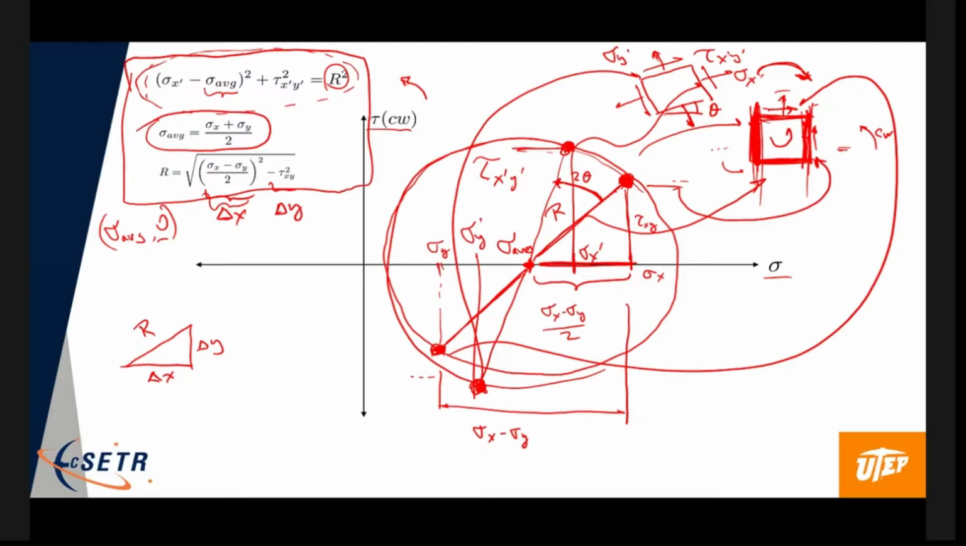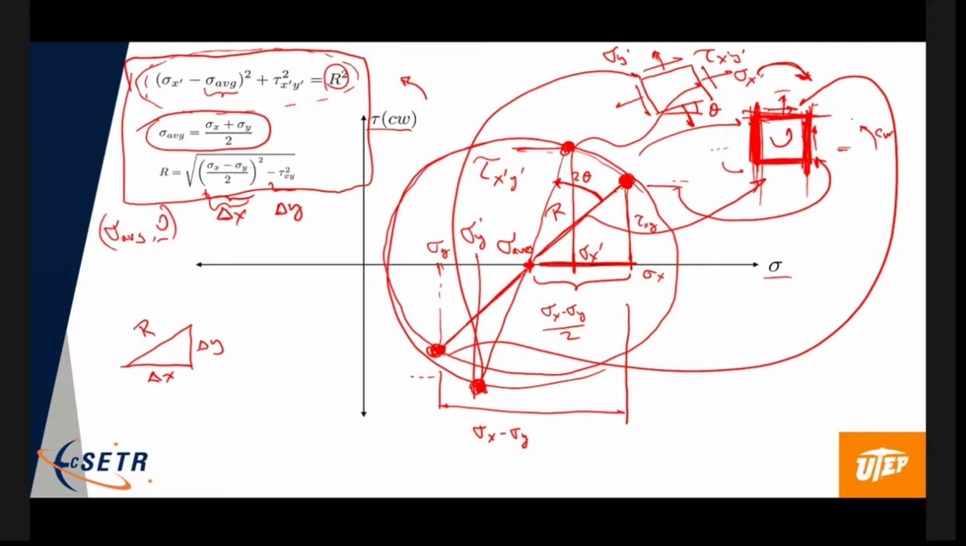So here's the method we do. You're given a state of stress. You plot the 2 points corresponding to the face, either the right or left face, and then either the top or the bottom face. Usually I use the right, and I usually use the top.